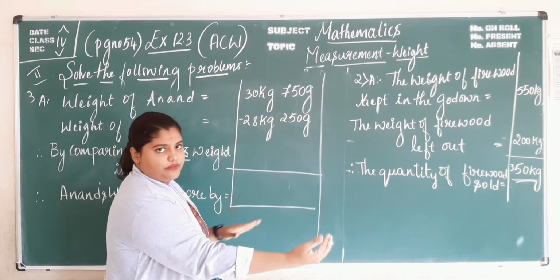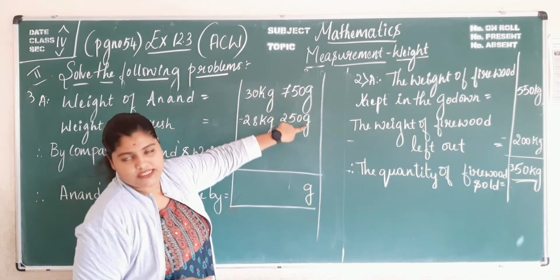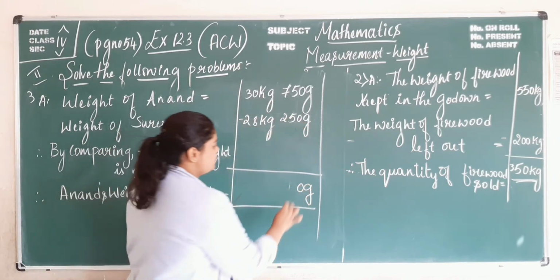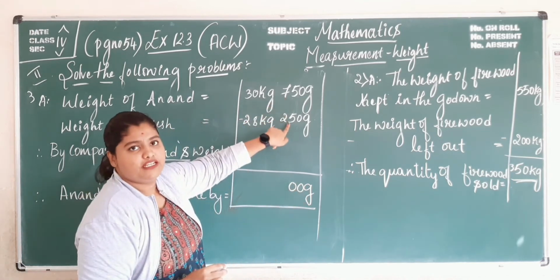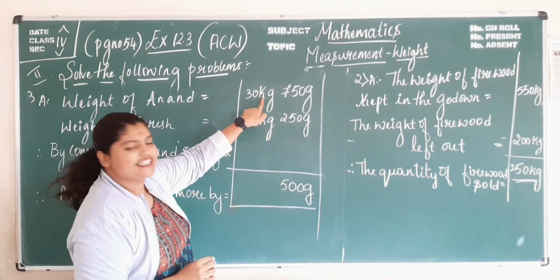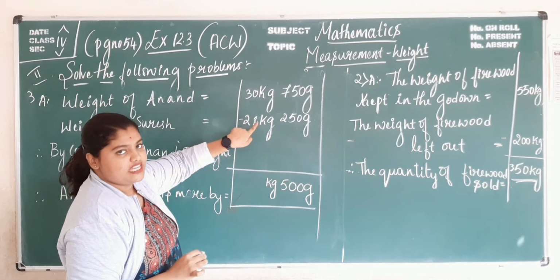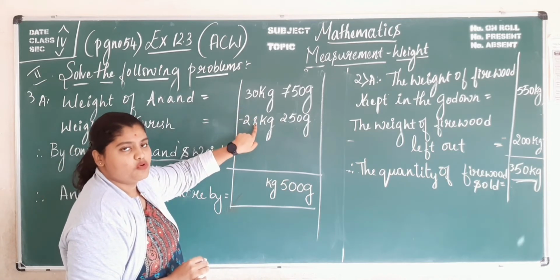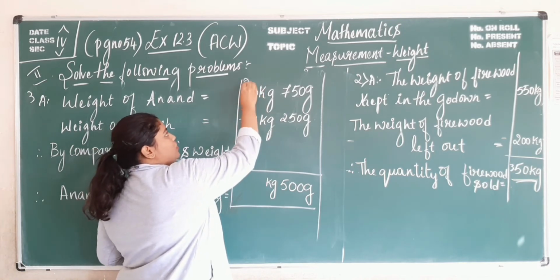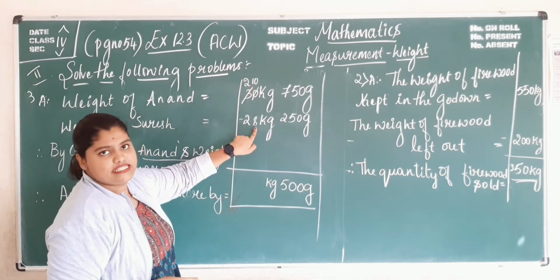So we will start from the right side. What is the unit given? Grams. Yes. What is 0 minus 0? 0. What is 5 minus 5? 0. What is 7 minus 2? 5. Next, what do I have to write here? Yes, kg. What is 0 minus 8? Can I subtract 0 minus 8? No, it's not possible. So what will we do? Yes, we will take borrow. 3 goes, 2 comes, 0 goes and 10 comes. What is 10 minus 8? 2.